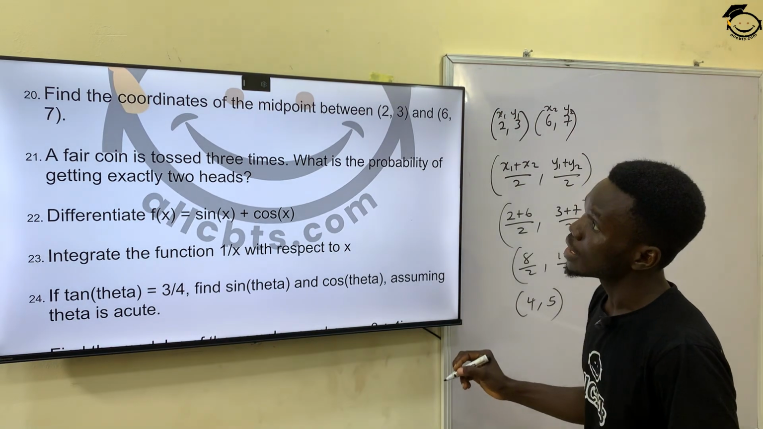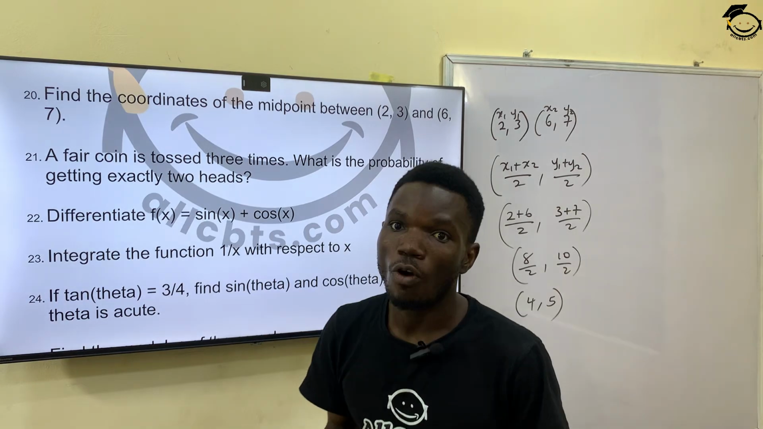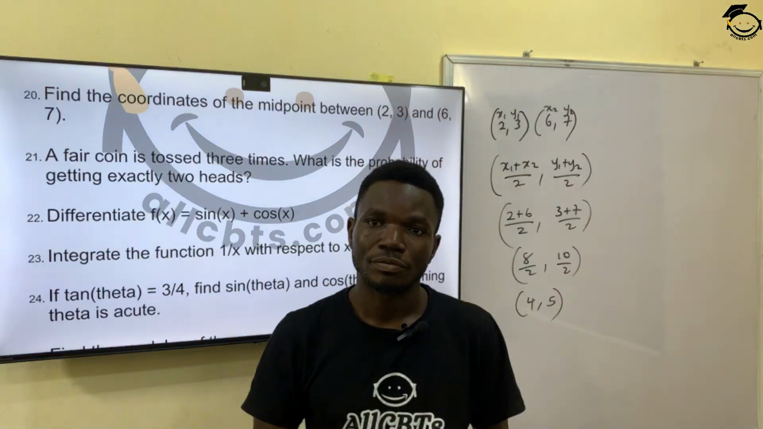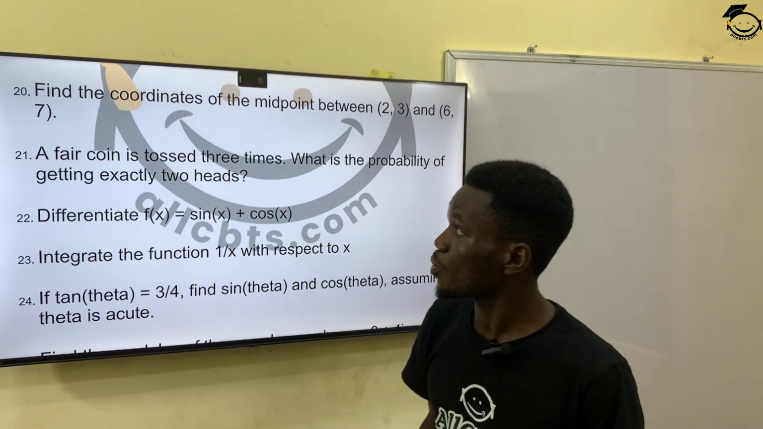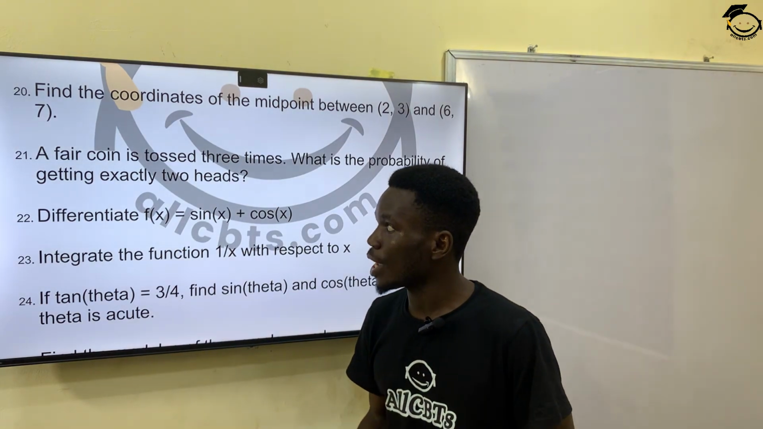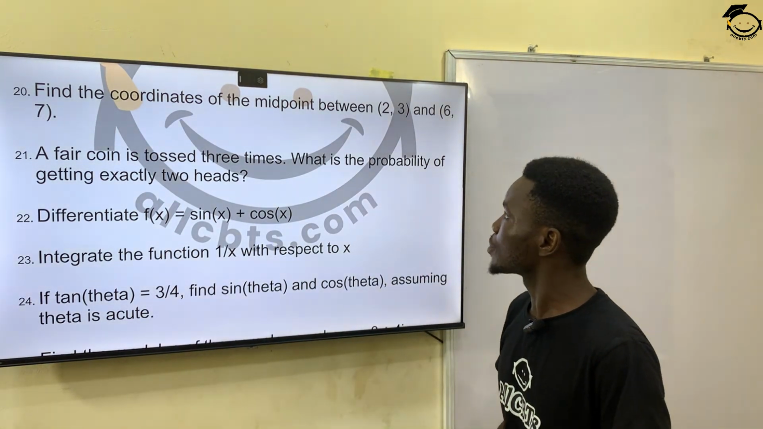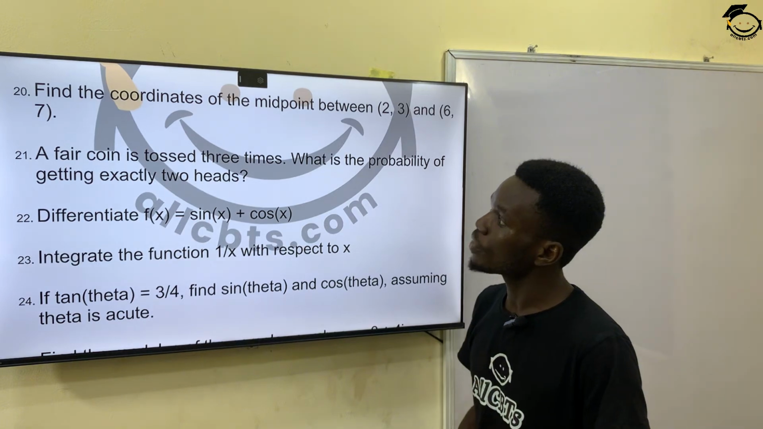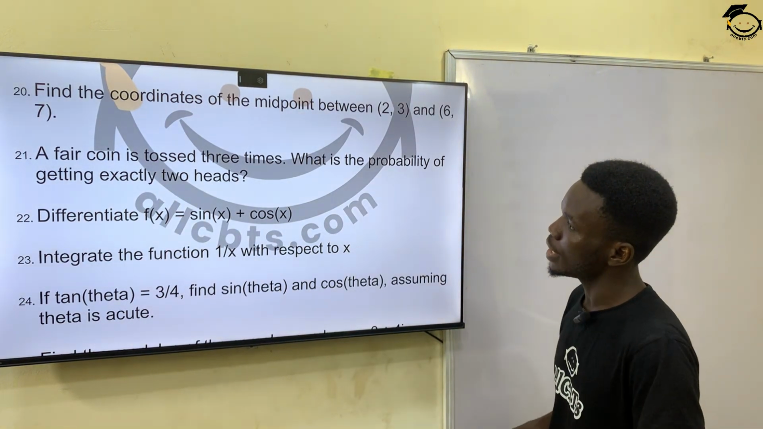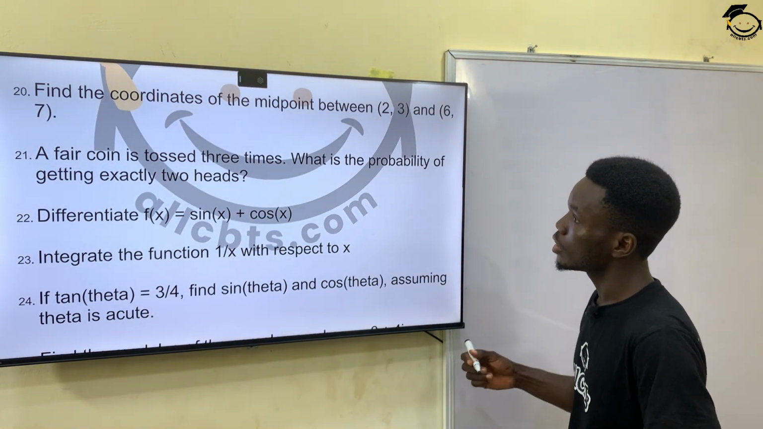So it means that the coordinate of the midpoint is (4, 5). So that takes us to question number 21, which says a fair coin is tossed 3 times. What is the probability of getting exactly 2 heads?